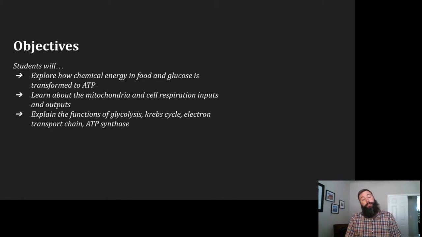Howdy, it's Mr. Justice. In this video, we're going to go over the details of cell respiration. We'll talk about how chemical energy in food can be transformed to ATP. We'll learn a little bit about mitochondria and cellular respiration inputs and outputs. And then finally, we'll explain the functions of glycolysis, Krebs cycle, electron transport chain, and ATP synthase.